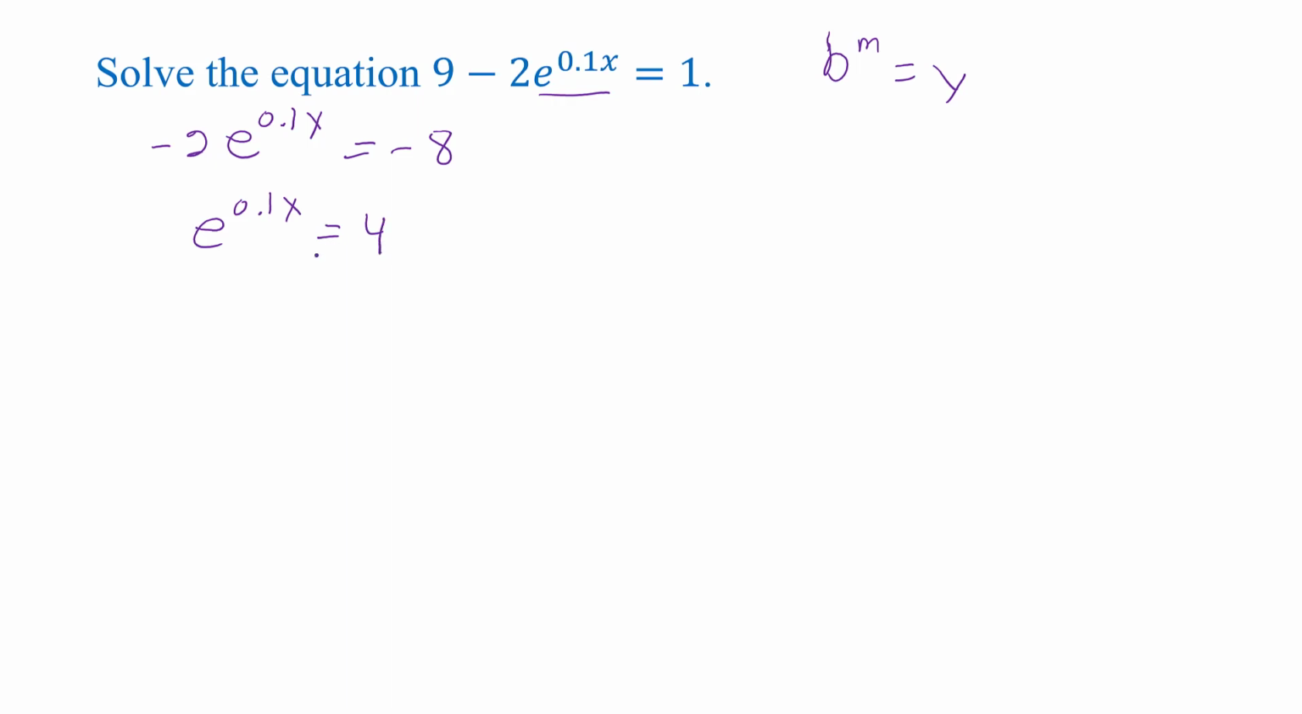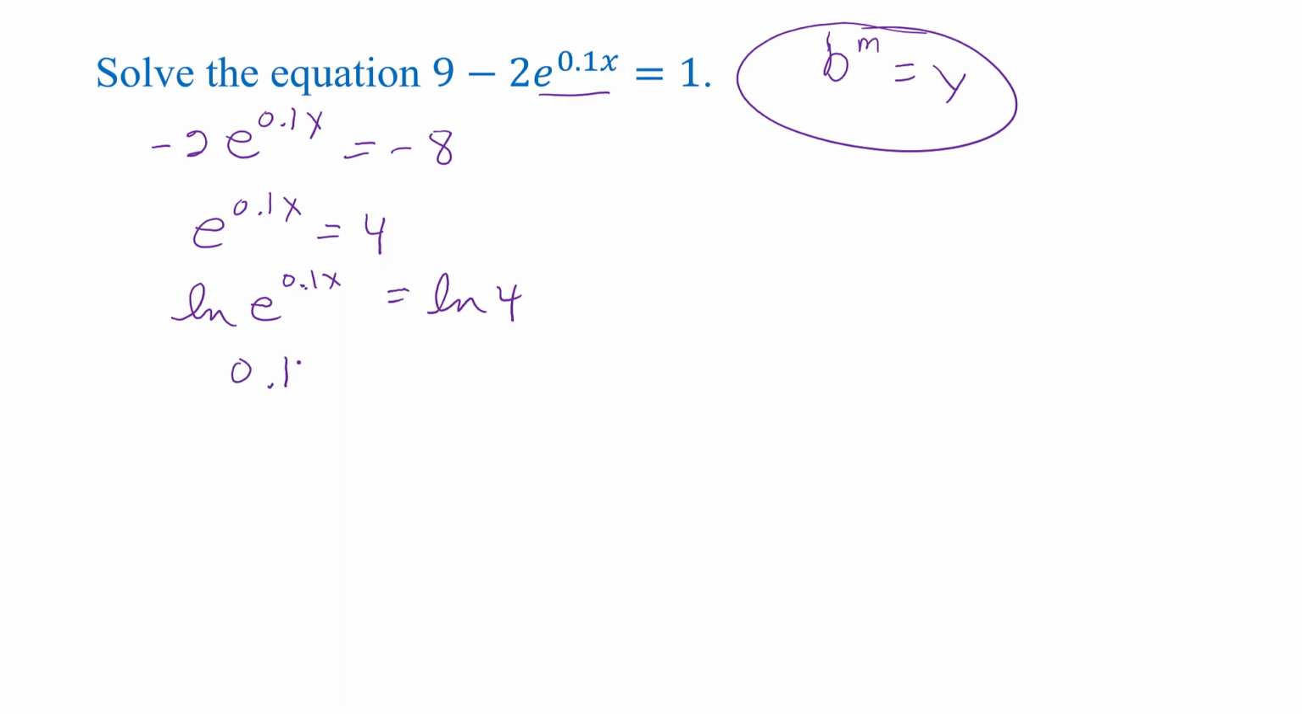And now I have my equation in the form I've been aiming to get it into, and we can now take the natural log of each side. On the left side, the natural log of e raised to the 0.1x. On the right side, the natural log of 4. On the left side, the natural log of e raised to the 0.1x is the same as 0.1x. So we have 0.1x equals the natural log of 4.